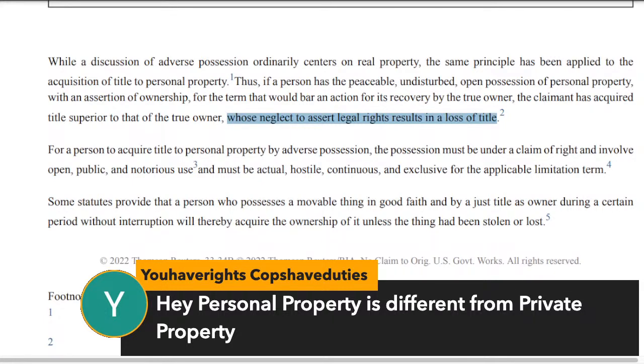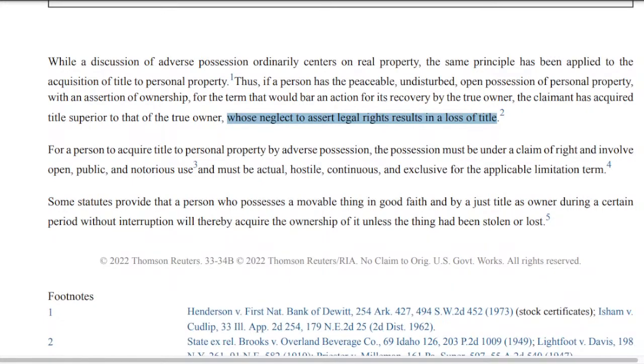So cool. All right, so let's do this. For a person to acquire title to personal property by adverse possession, the possession must be under a claim of right and involve open, public, and notorious use. It must be actual, hostile, continuous, and exclusive for the applicable limitation term.